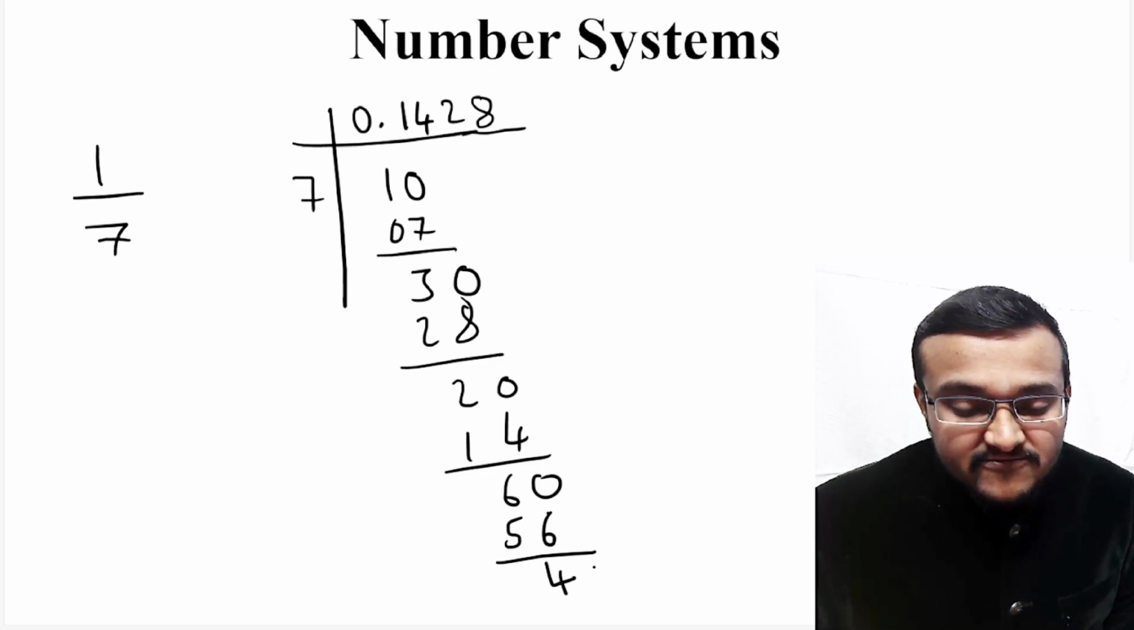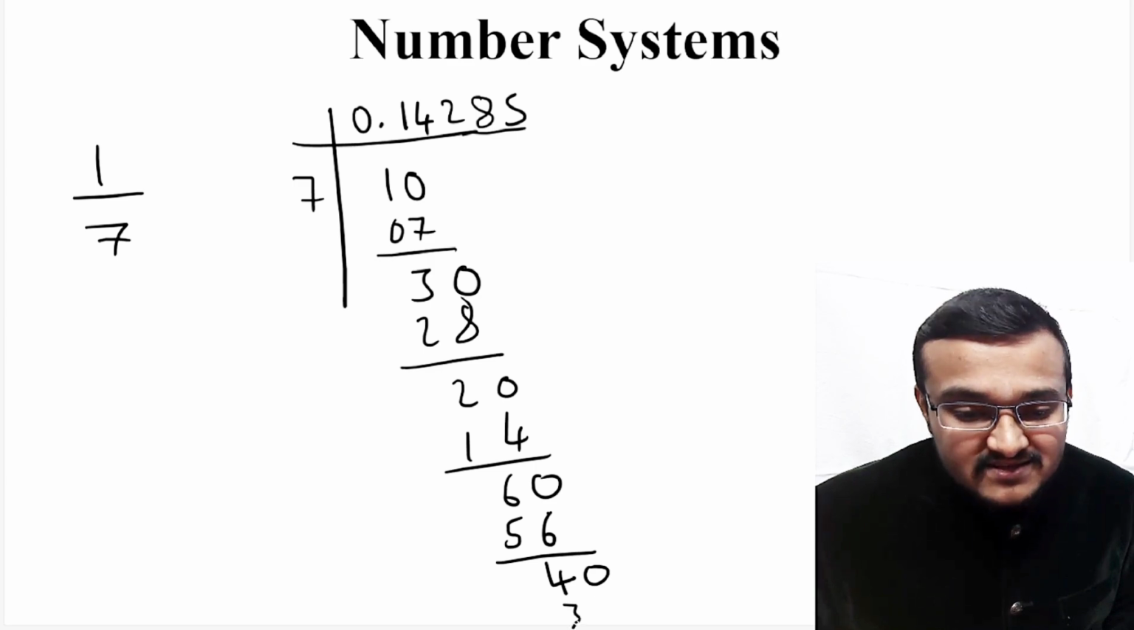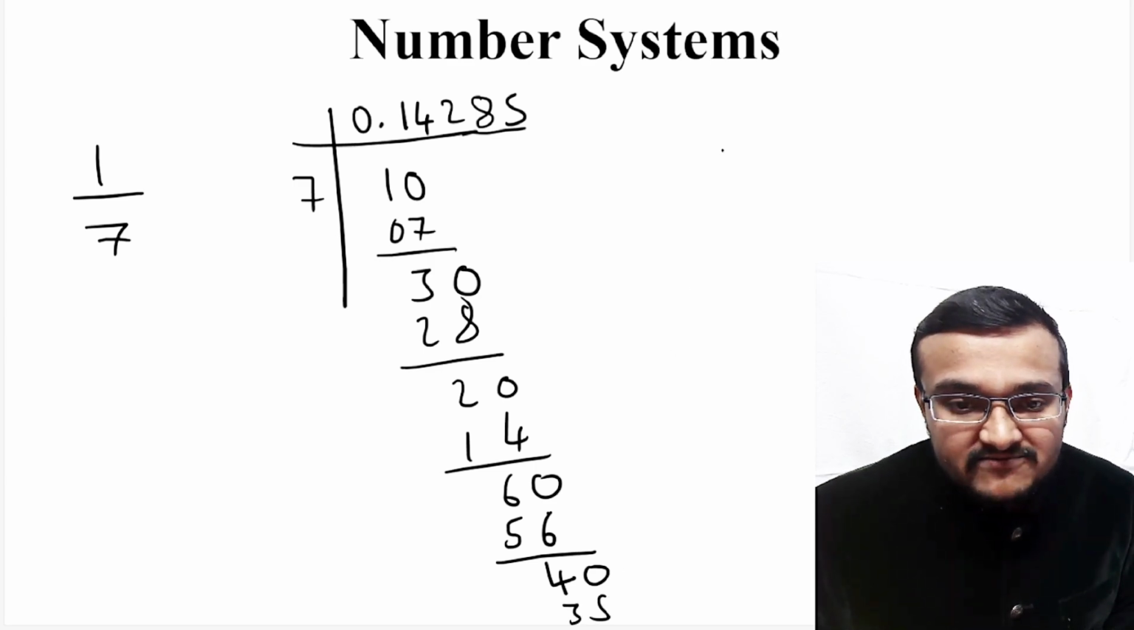So again you are getting 4. So 0, you can take 40. You can take 7 5s are 35. So when you take 7 5s are 35, the remainder will be 5. So you got remainder as 5. Again you can take 50.